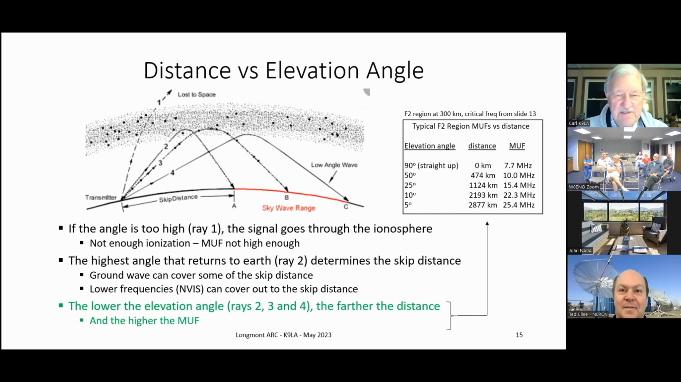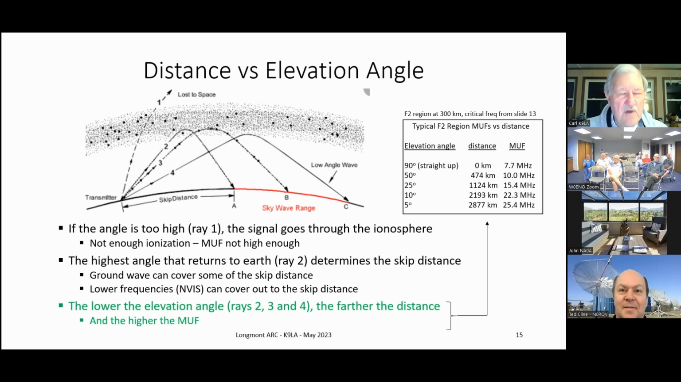Now look at ray 2. That's the first one that comes back to Earth. And that's because there's enough ionization to refract it back to Earth. And where that number 2 hits, well, you're not going to hear anything closer in. That's the skip distance.